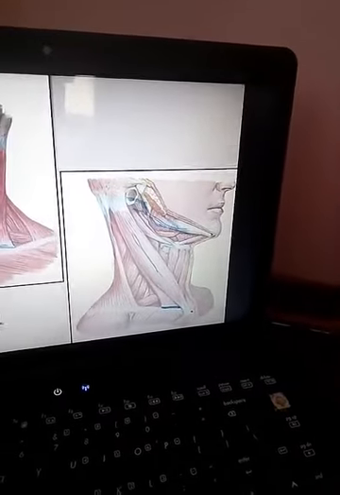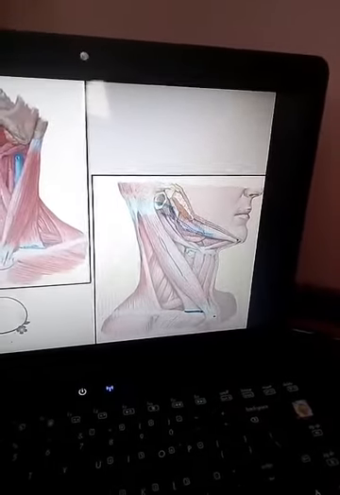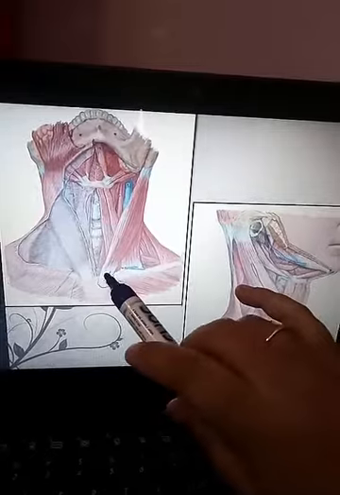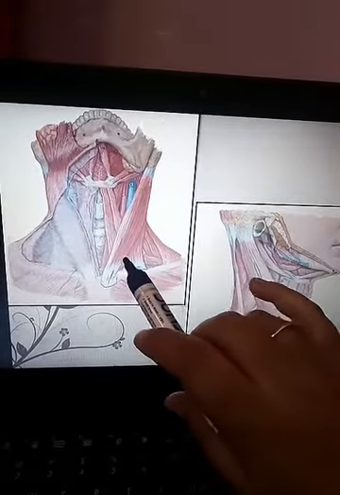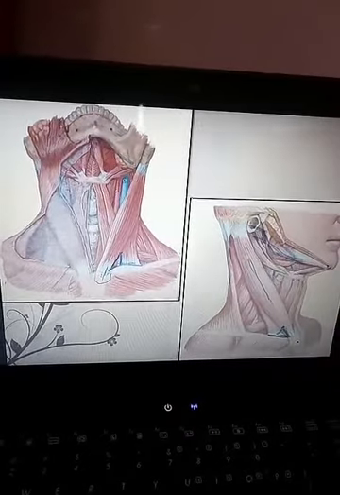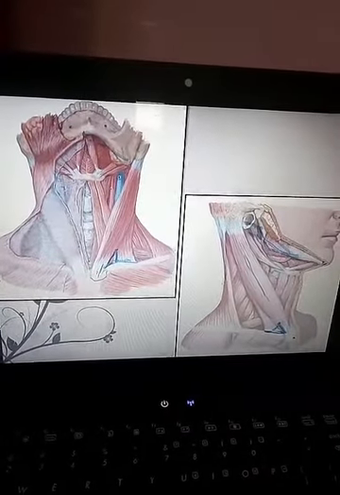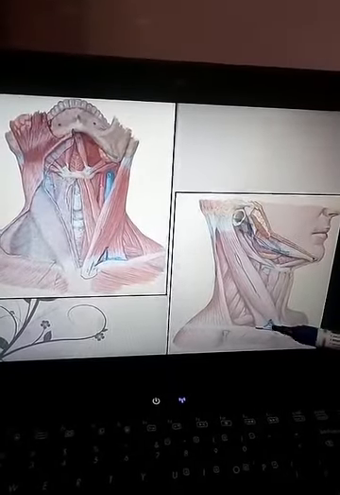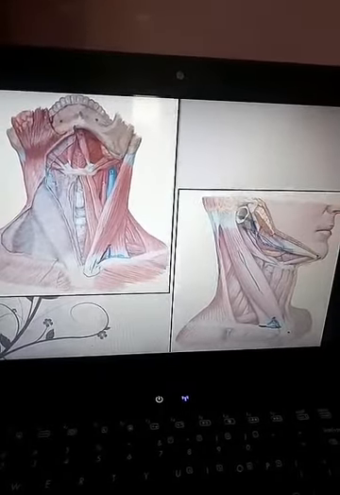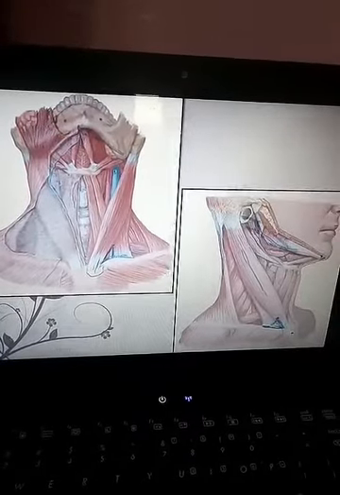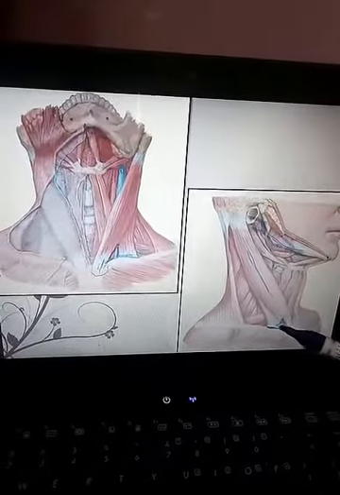So if we see here, there is one more thing to note: there is a gap between the sternal head and the clavicular head. You can see this small gap here too; a small triangle forms. There is a small gap between the two heads just above the sternoclavicular joint, and we call this gap the lesser supraclavicular fossa. So this is the lesser supraclavicular fossa.